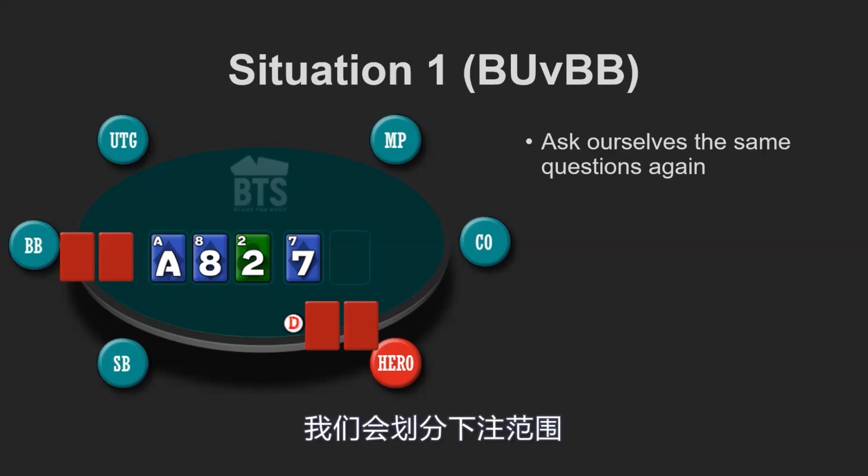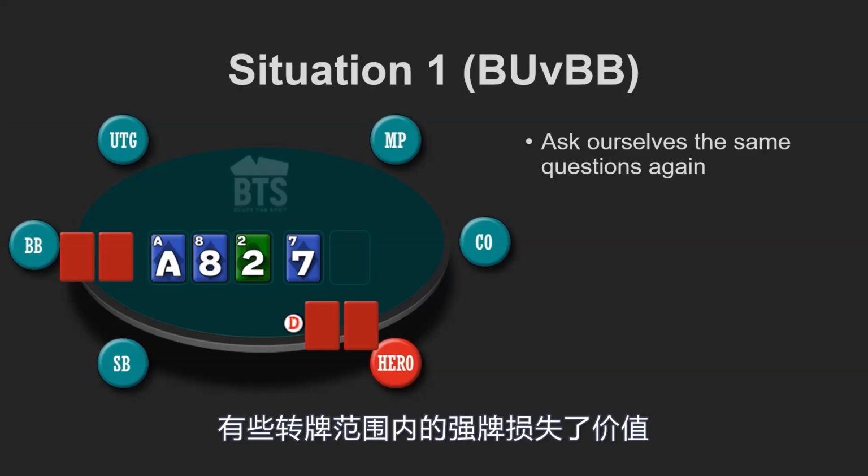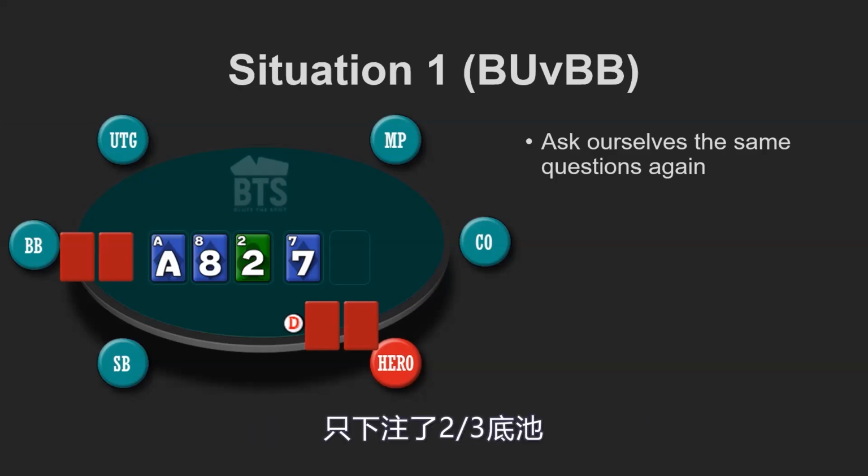And we're going to be splitting our range because now on the turn, like we talked about on the flop, some hands in our range actually lost value on the turn by betting like only 2/3. So they want to be getting that value back on the river.